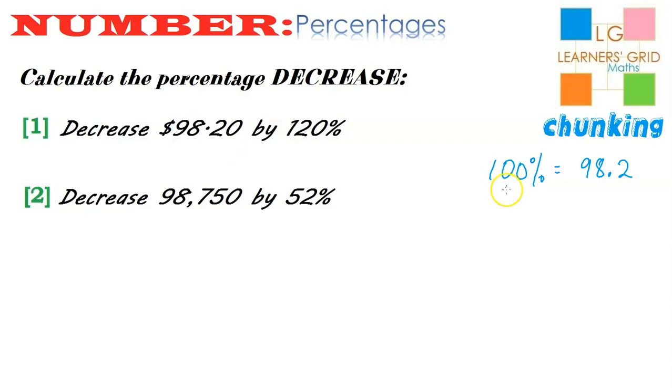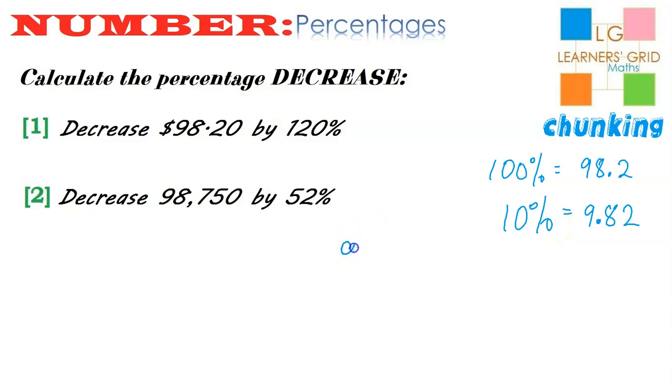Then let's go with 10%. 10% would be the next most useful chunk. And 10%, well, that's 100% divided by 10, so I just move the decimal point over to 9.82. Okay, so I now have everything I need to solve the problem. 100% is 98.2. 10% is 9.82. I need two 10% and 100%, and that will give me 120%.